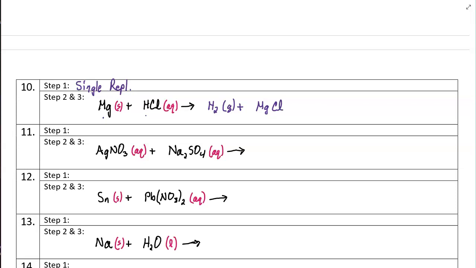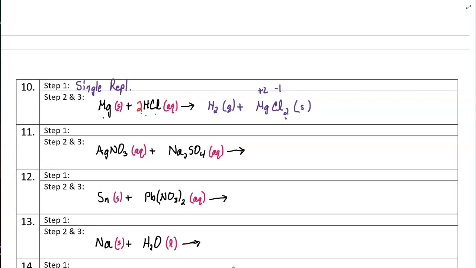I want to write the formula of magnesium chloride. Magnesium's positive 2, this one's negative 1, and so we need a 2 right there. Magnesium chloride is a white solid substance. Now balance. There's 2 H's on the right side, so put a 2 right here. That 2 also makes 2 chlorines, and there's 2 chlorines, so it's balanced.